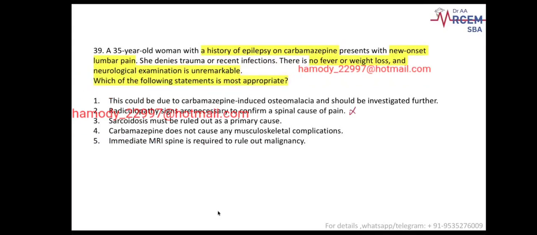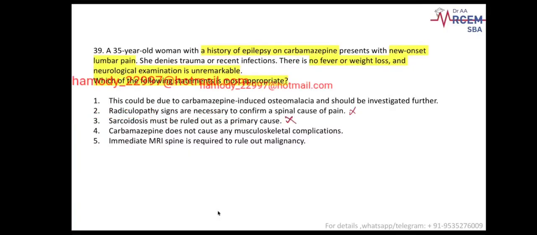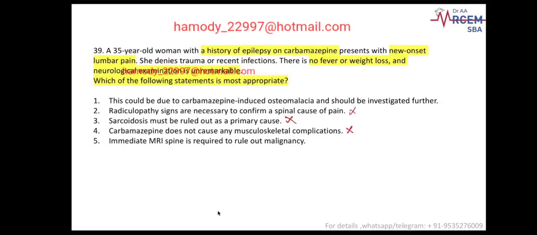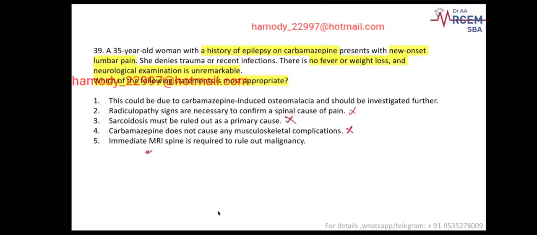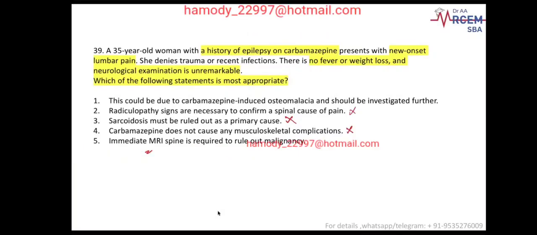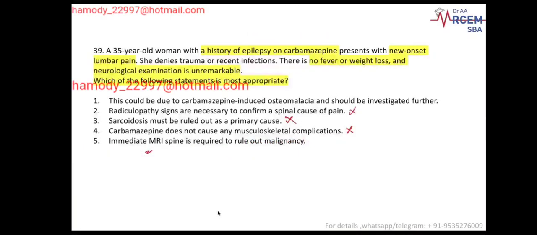Sarcoidosis must be ruled out as a primary cause. Doesn't make sense here. Carbamazepine doesn't cause any musculoskeletal complications. Not true, I'll be discussing why. Immediate MRI spine is required to rule out malignancy. No, we are not suspecting any malignancy in this individual. So what might have happened?